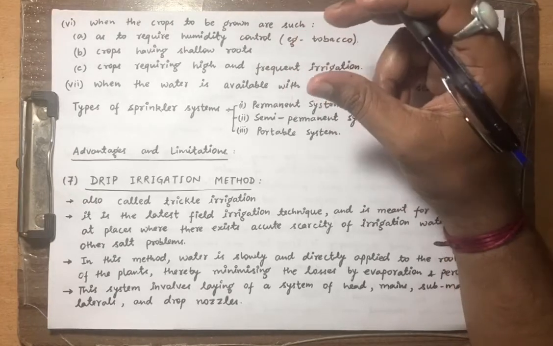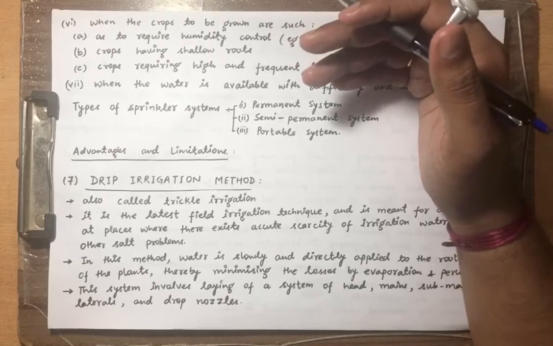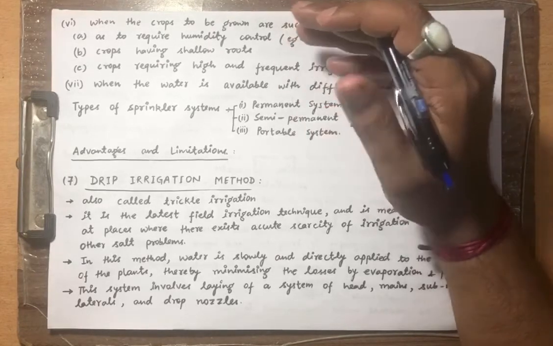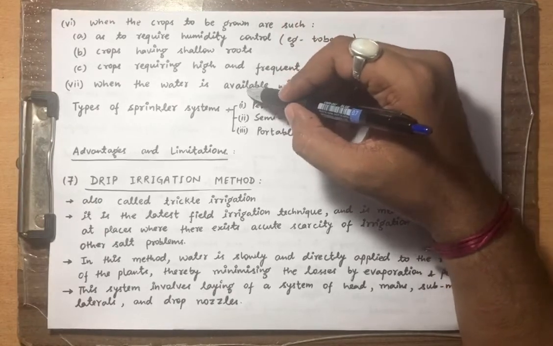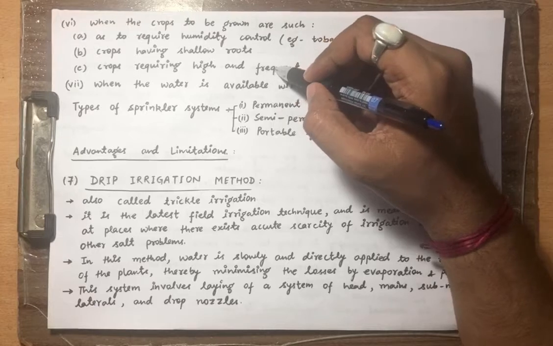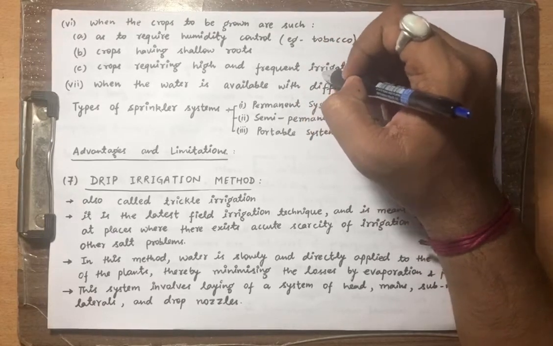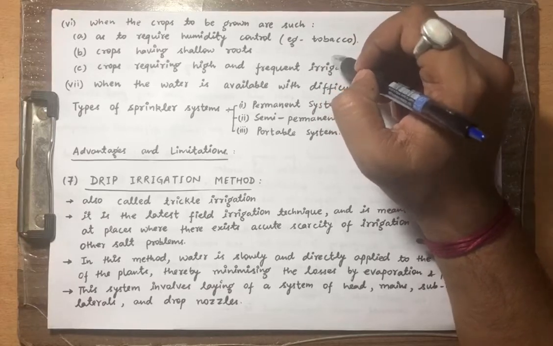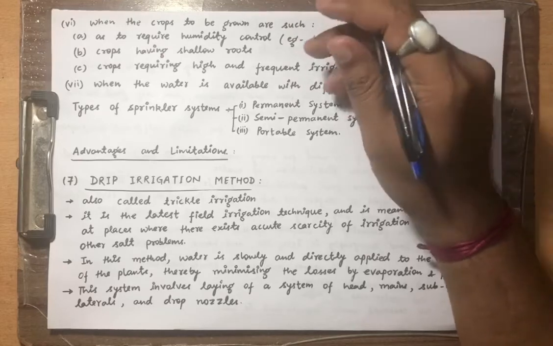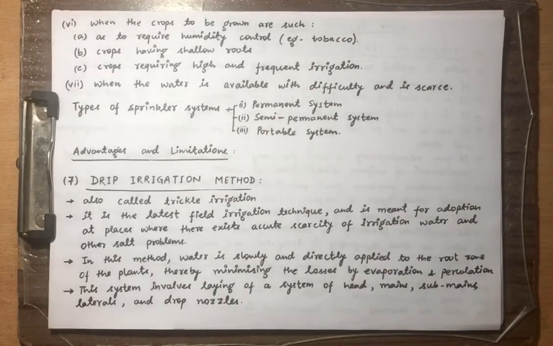What does this 80% mean? We will be discussing the various efficiencies in the coming lectures, but right now let us just understand it. 80% means if we are providing 1 liter of water to the field, then 800 milliliters of water is stored in the root zone of the crops. So this is the efficiency we are going to achieve. But it is not that there are only advantages; there are some limitations also.